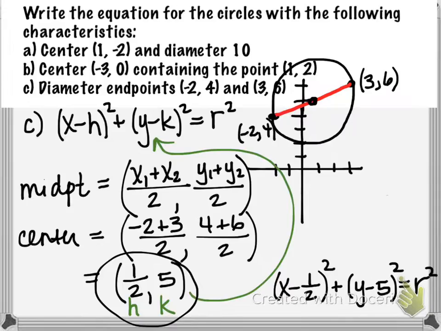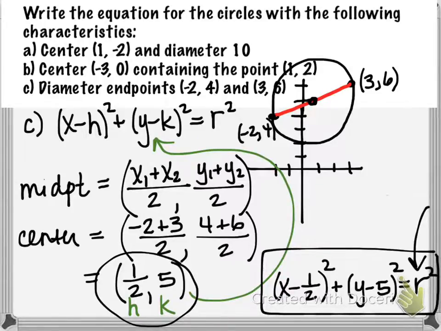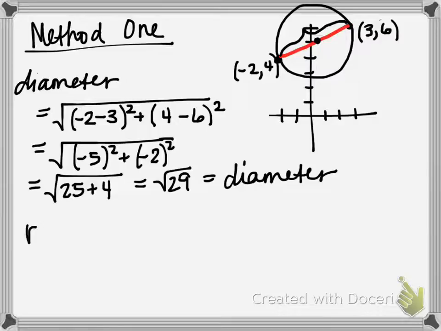But if you go back to the equation for the circle that we have so far right here, we know that we need the radius, not the diameter, but the radius. So to figure out our radius, we're just going to take that diameter and divide it by 2. So the radius is the square root of 29 divided by 2.